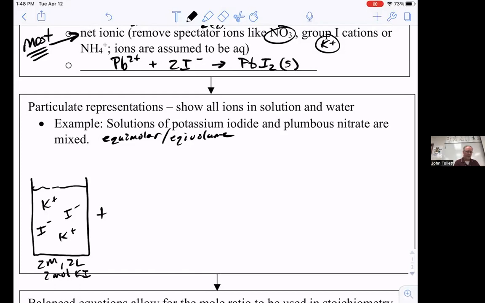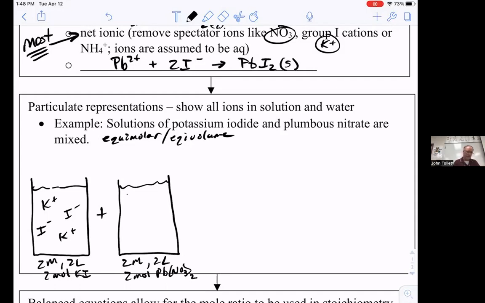Now, let's say they're adding it to the solution, I think it was lead 2 nitrate, the other solution. And they say, oh, well, you've got equivolume and equimolar. So we're saying it's the same. This is also 2 molar and 2 liters. And in this case, we would have 2 moles of the Pb(NO3)2, yeah, lead 2 nitrate.